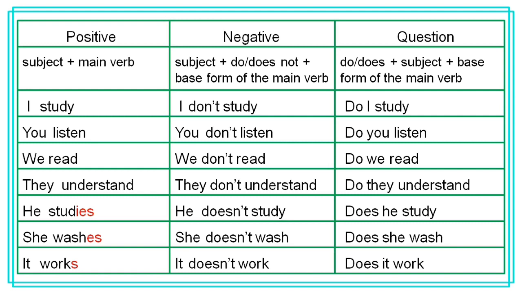Sometimes we need to add question words such as who, what, when, where, why, how often, etc. Simply add the question words at the beginning of the sentence. For example, where do I study? Why do you listen?